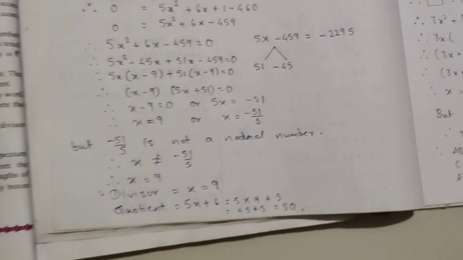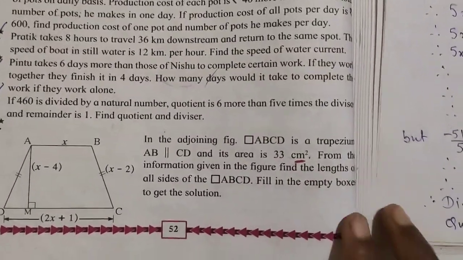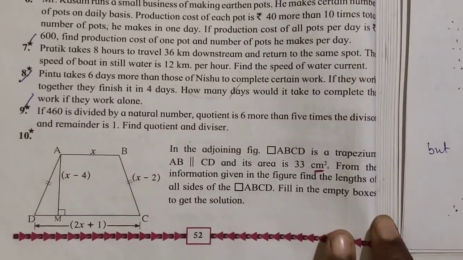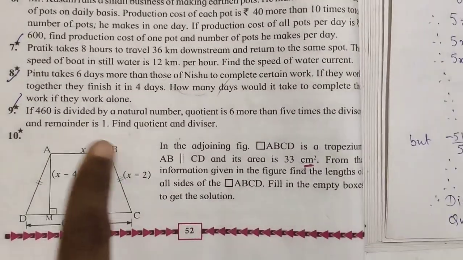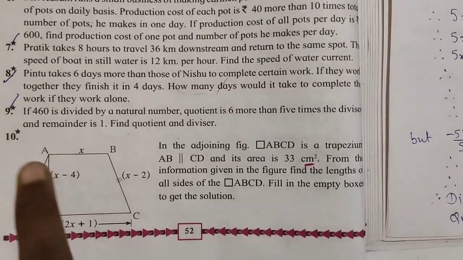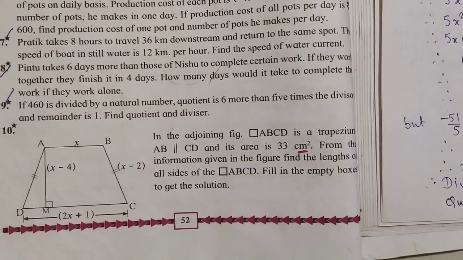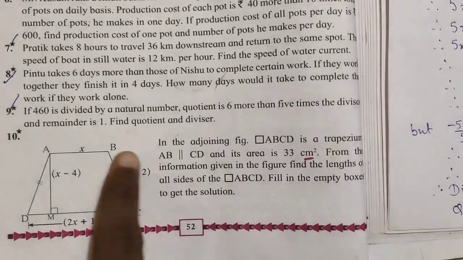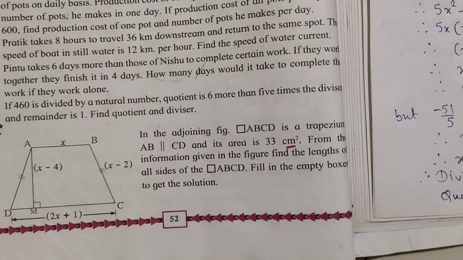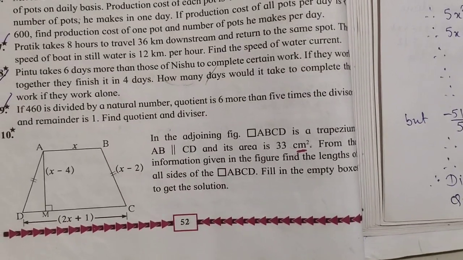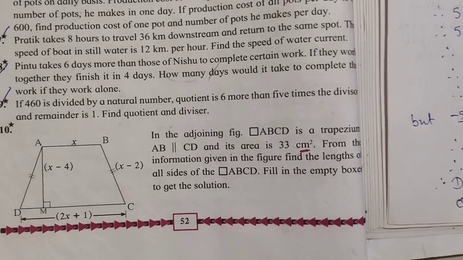Now see question number 10. See, this question is activity type. Let us see the question. In the adjoining figure, quadrilateral ABCD is a trapezium that you can see here. AB is parallel to CD and its area is 33 centimeter square. Means area of this trapezium is given to you, that is 33. From the information given in the figure, find the length of all sides of the quadrilateral ABCD.